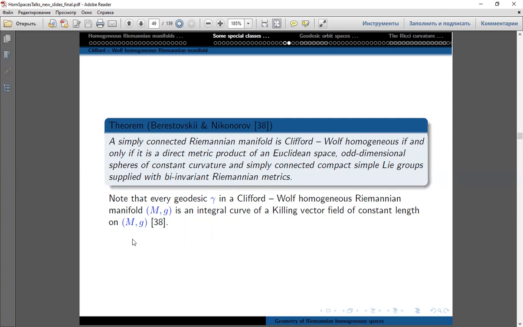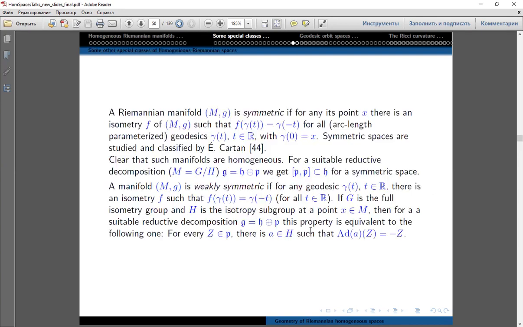Yes, and we should also note that every geodesic in a Clifford-Wolf homogeneous Riemannian manifold is an integral curve of a suitable Killing vector field of constant length. It's also a very serious restriction. Yeah, it's very easy to see. Therefore, this property is very restrictive, but in any case, quite interesting.